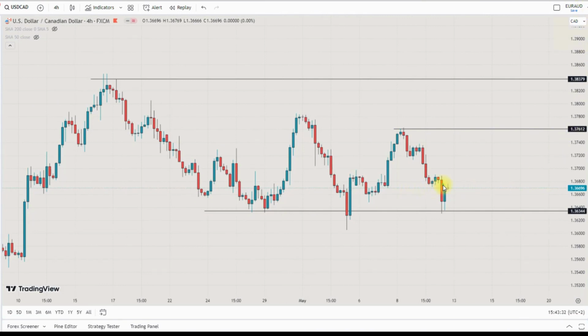So I'm looking at a bullish bias on US dollar Canadian dollar going into the next week, but we might see a retest of this particular level before we see a move to the upside, which might actually break this high, and then we'll see price moving to 1.38379. So check how price reacts to this support level on Monday before you actually want to jump in around that particular area.